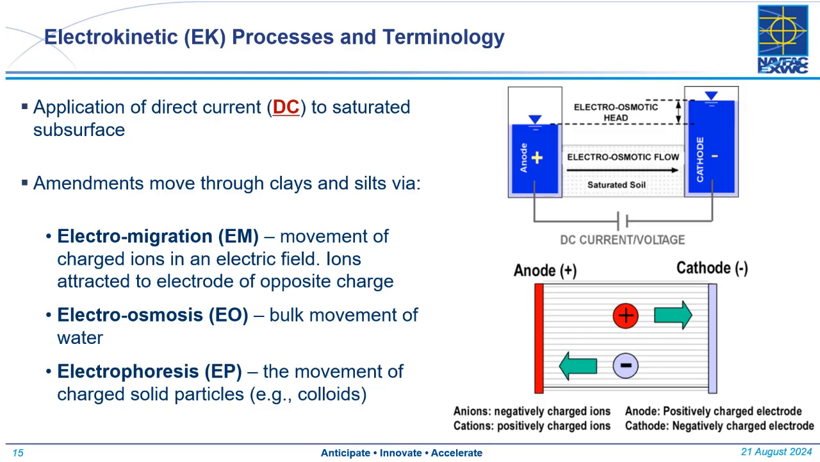Once we have the electrical flow field established, we can move amendments, in situ treatment agents, in the target treatment zone by processes such as electromigration, which is the induced movement of charged ions, electroosmosis, which is the bulk movement of water, or electrophoresis, which is the movement of charged colloids or solid particles.